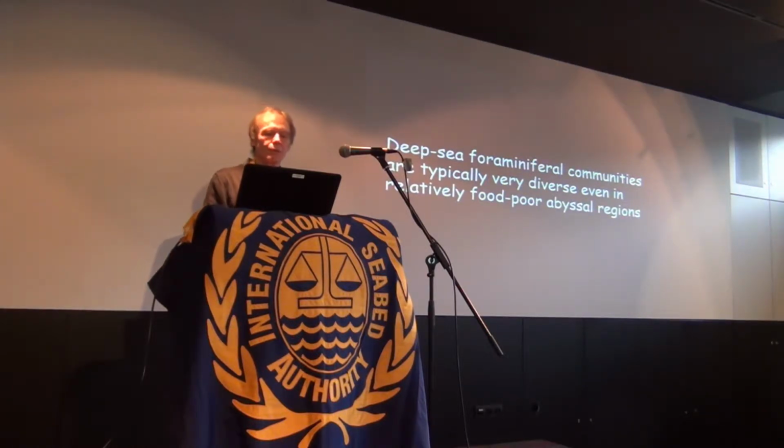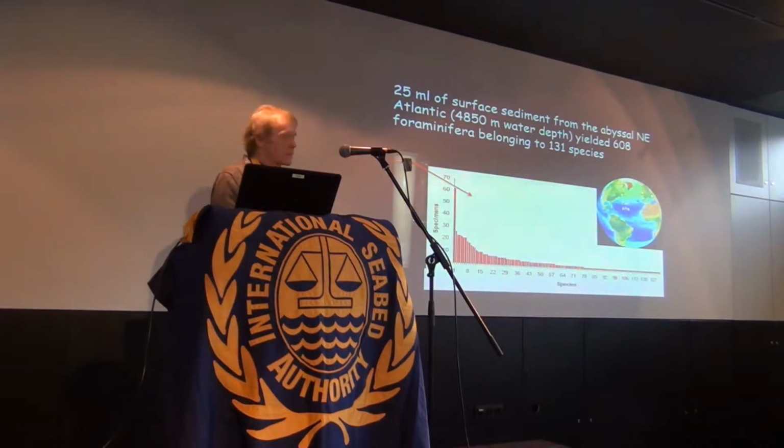Deep sea faunal communities are typically very diverse, even in food-rich abyssal regions. This is an example from the Northeast Atlantic, the Porcupine Abyssal Plain site, where just the top 1 centimetre of this core sample yielded 608 foraminifera belonging to 131 species. Notice that there's a long tail of rare species: more than half of the species were represented by just 1 or 2 specimens.